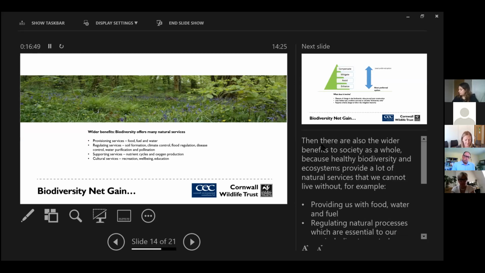So the other benefits that delivering the biodiversity net gain will help to deliver for Cornwall is providing food, water and fuel, regulating natural processes which are essential to our survival, climate control, flooding, controlling pests and disease, clean water and pollution, pollination even, providing processes which support us, like nutrient cycling and production of oxygen, and providing us with services that are important for our culture and well-being, green spaces for recreation and education.